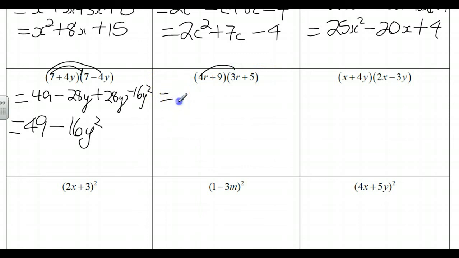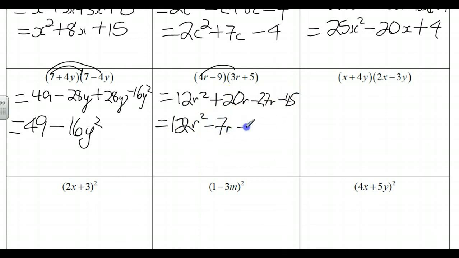First, 12r squared. I'm just going to zip through a bit. Plus 20r minus 27r minus 45. Okay, so no big explanation required here. This will be minus 7r minus 45.